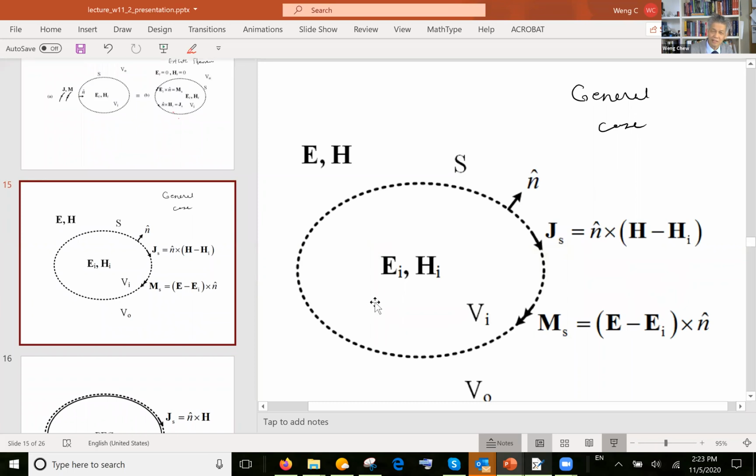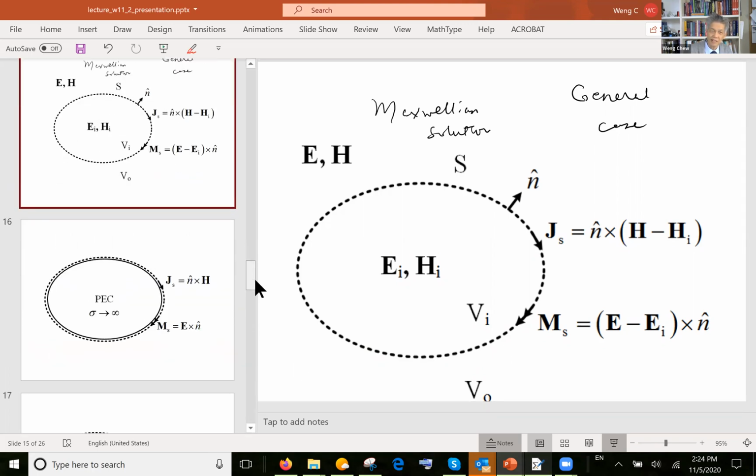So the general case is that if I stipulate some field inside the surface S, and some field outside the surface S, then if I put this kind of surface currents on the surface S separating these two problems, the jump conditions are satisfied correctly, and this solution must now be Maxwellian. When a solution satisfies Maxwell's equations, we call it a Maxwellian solution. Are there any questions on this?